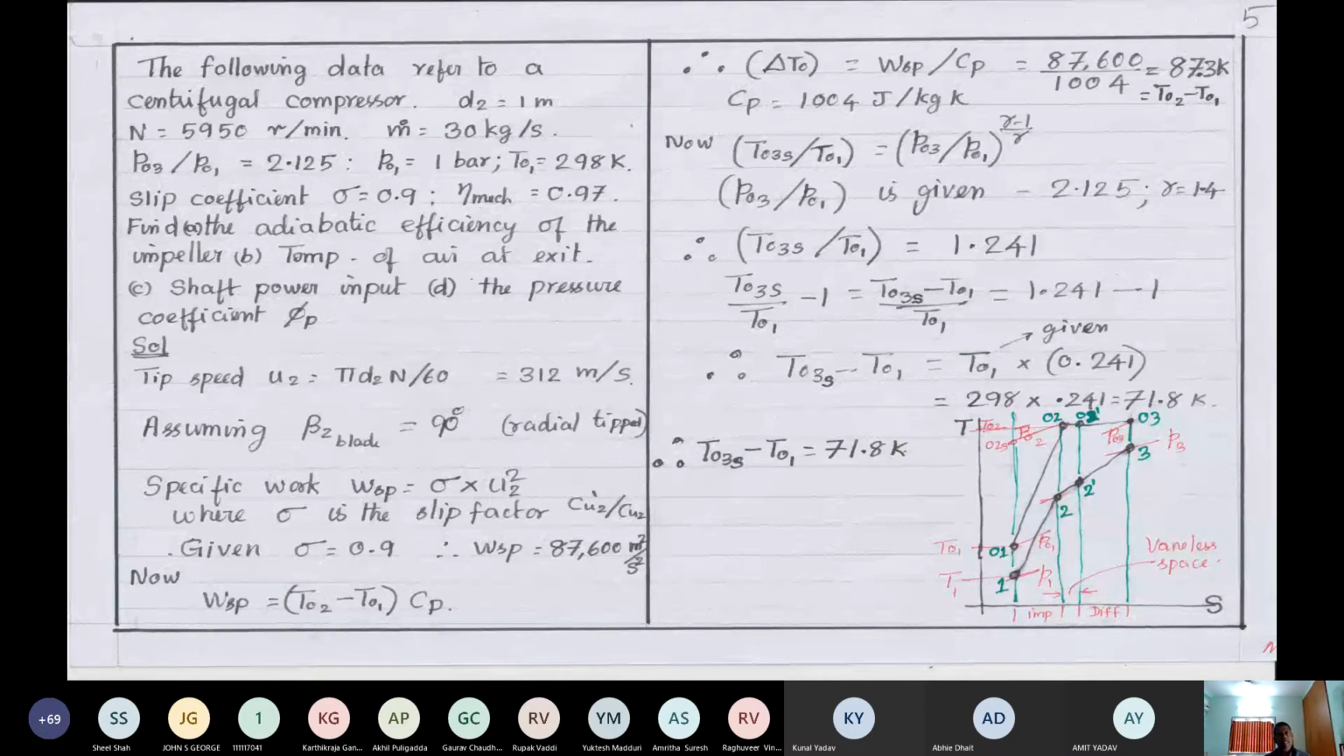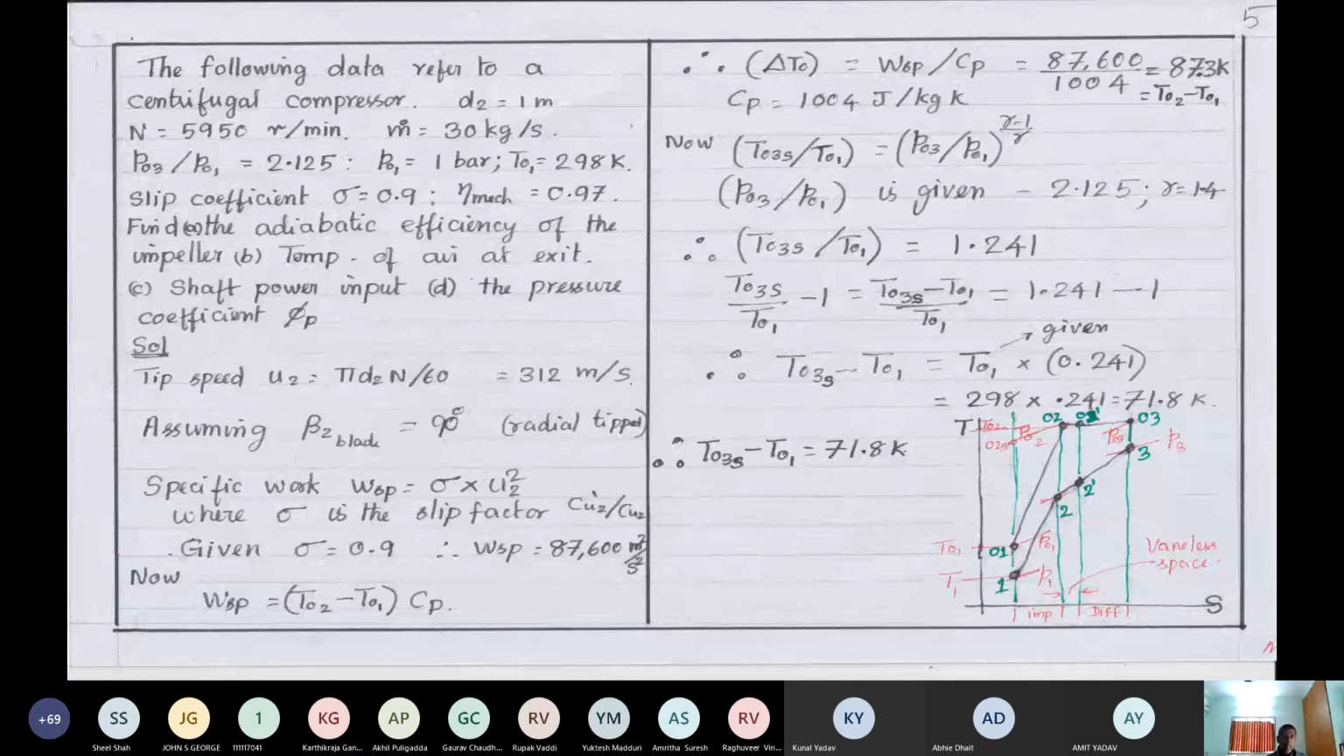Slip coefficient, I think we have already defined earlier. At the exit of a centrifugal impeller, the whirl component of the absolute velocity which you get is a little less than the ideal whirl component. The ideal whirl component is the one which you get assuming the relative velocity takes the direction of beta 2. So that is a geometrical velocity triangle.